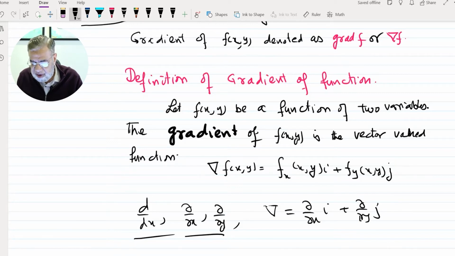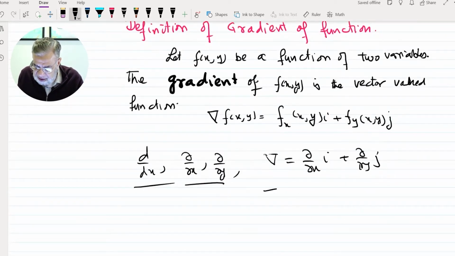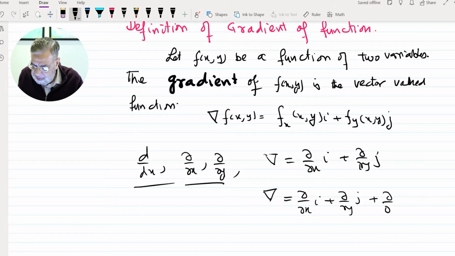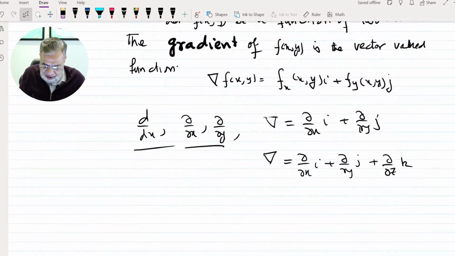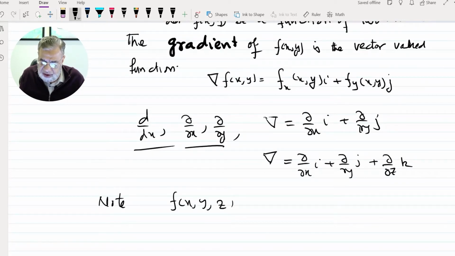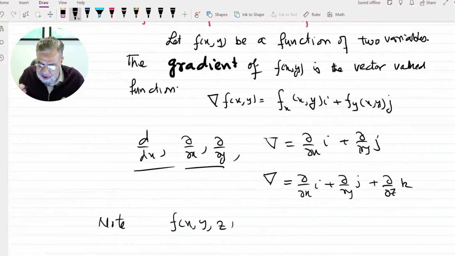The differential operator is ∂/∂x i plus ∂/∂y j. In three dimensions, we define del as ∂/∂x i plus ∂/∂y j plus ∂/∂z k. Okay, so this will be in three dimensions. If we have, as a note, the function f(x,y,z), a three-dimensional function, we want to find it for three variables.